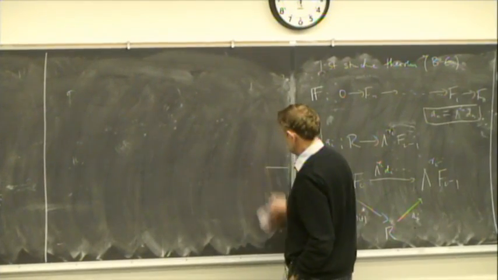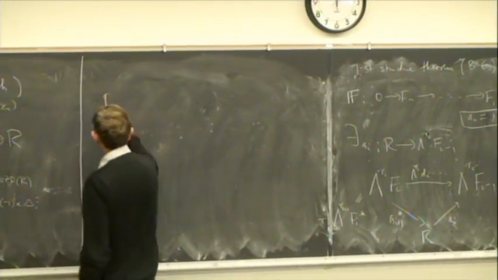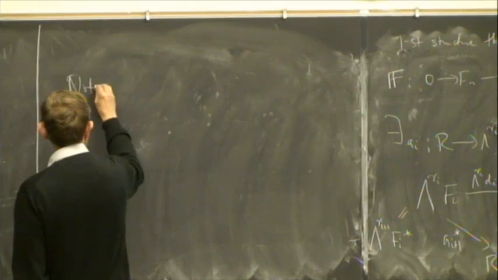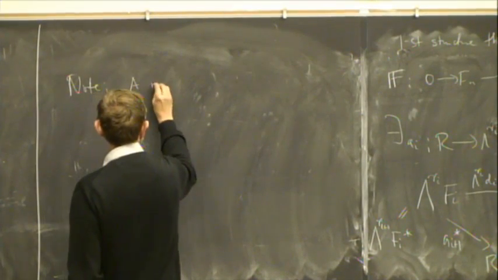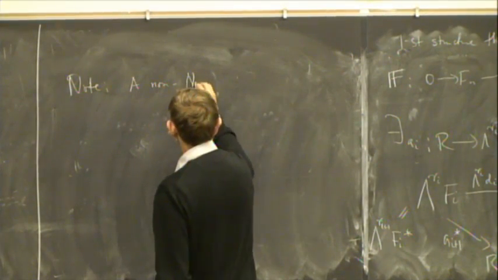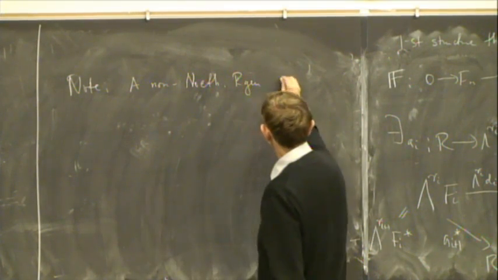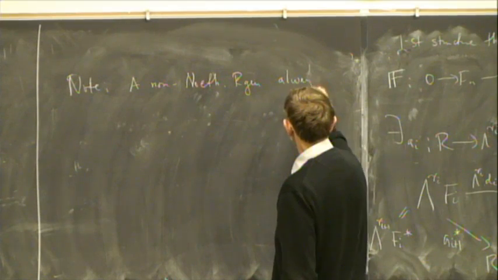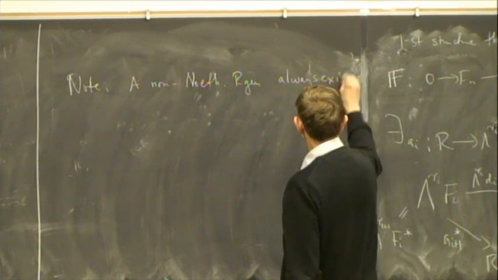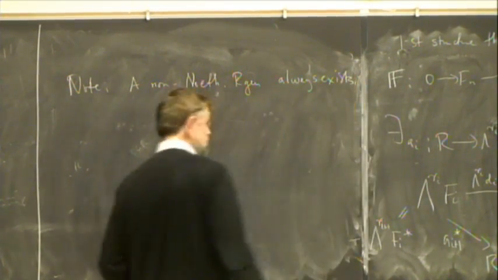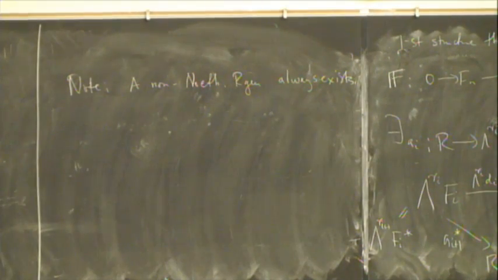yeah. So let me make a note that first of all, a non-Noetherian R generic always exists. Okay, so why? It's actually quite easy to explain.